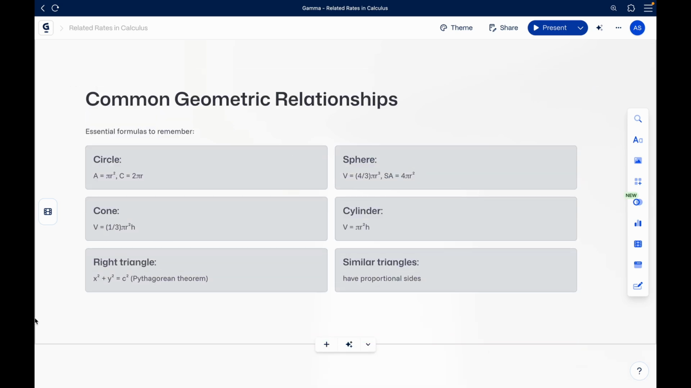Here are a few common geometric relationships that are very essential to remember. You will find this a lot in problems, and if you forget one of these, it'll be very difficult to find it, unless of course you have a cheat sheet or anything. But these are very essential to remember, or at least understand which shapes they relate to.